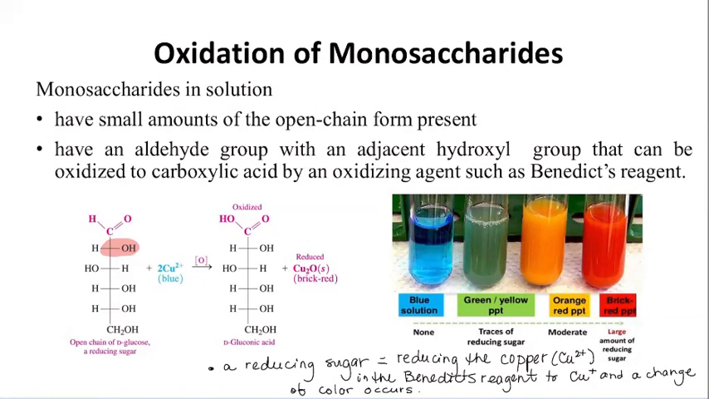As you can see, if your Benedict's changes into green, that means that you have traces of that reducing sugar. If it changes to orange, that is a moderate amount of a reducing sugar. If you have a large amount of reducing sugar, then it's going to change into that brick red solution. Because if you leave it in blue, then understand that blue means that either there's no reducing sugar or you have a control reaction because you have water. Any questions on the chemical properties for carbohydrates?